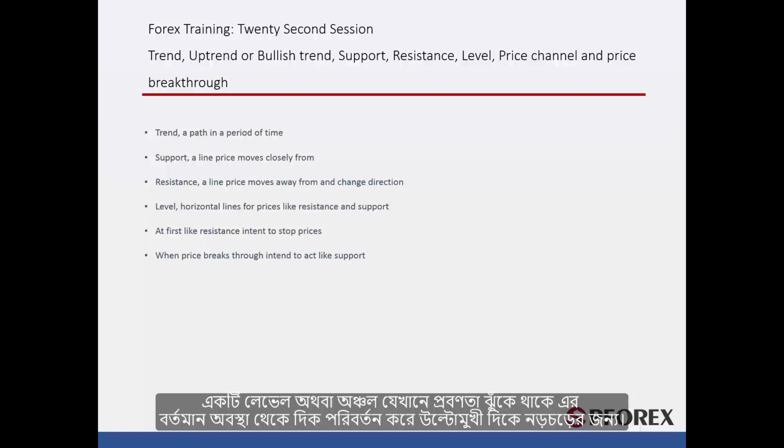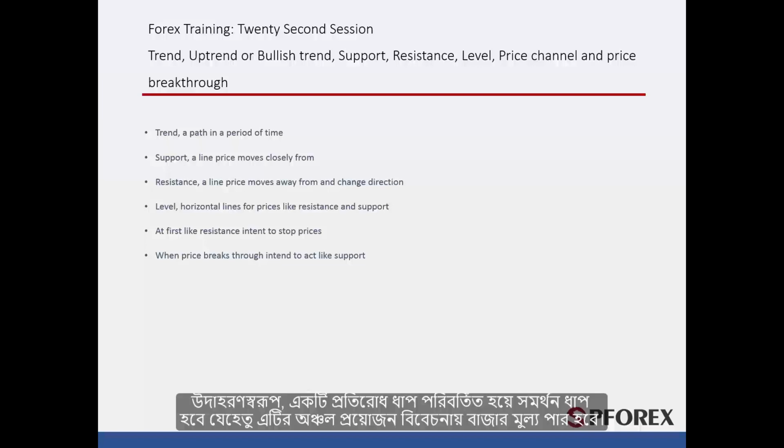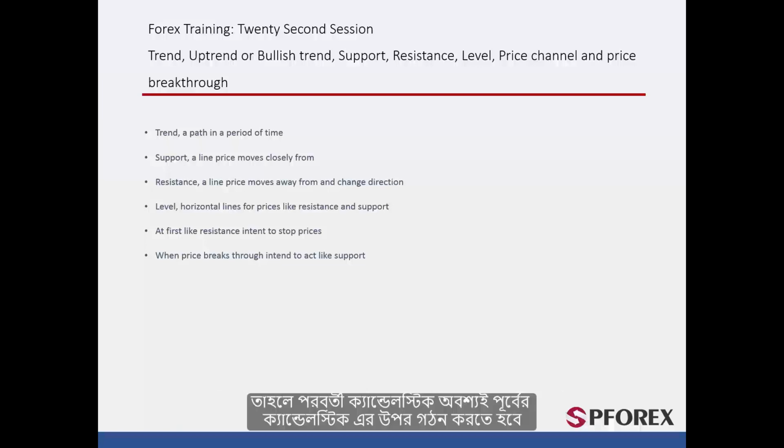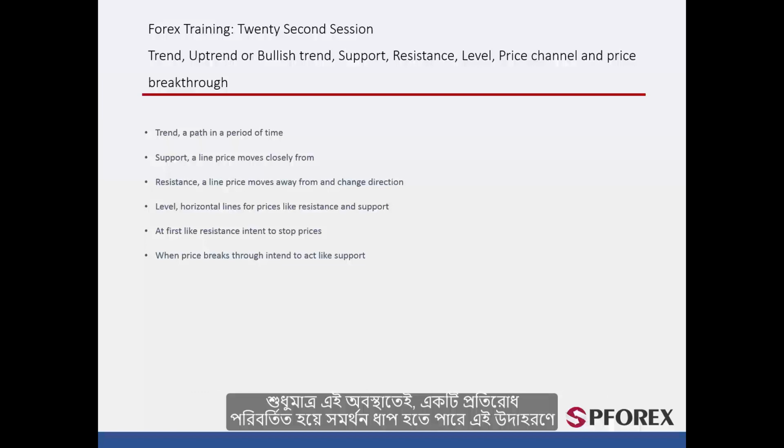Level. Level is a horizontal line in an area derived from technical analysis, such as support and resistance levels. For instance, a resistance level will transform into a support level once its region is crossed by market price, depending on requisites. On a candlestick chart in an upward trend, if a candlestick is formed completely above the resistance level, next candlesticks must be developed above the previous candlestick. Only under these circumstances can a resistance change to a support level in this example.